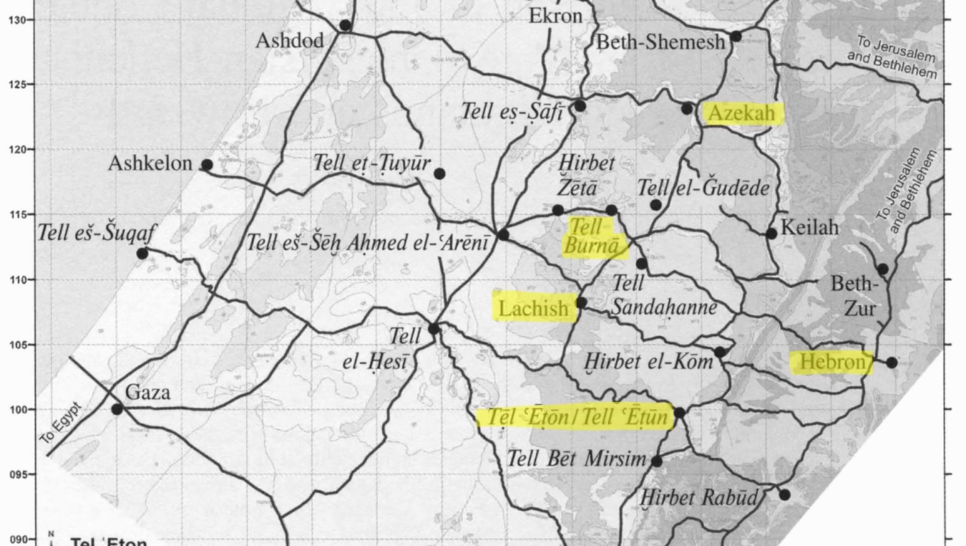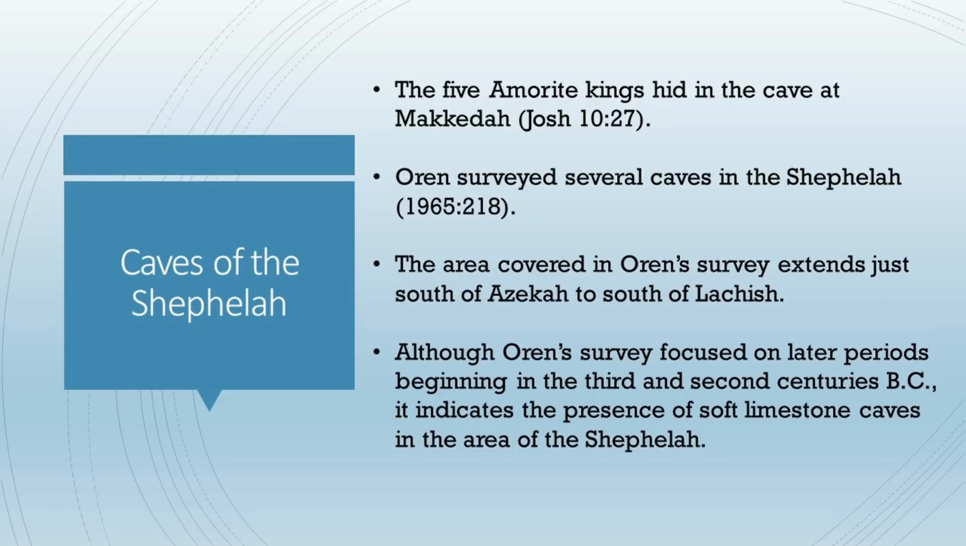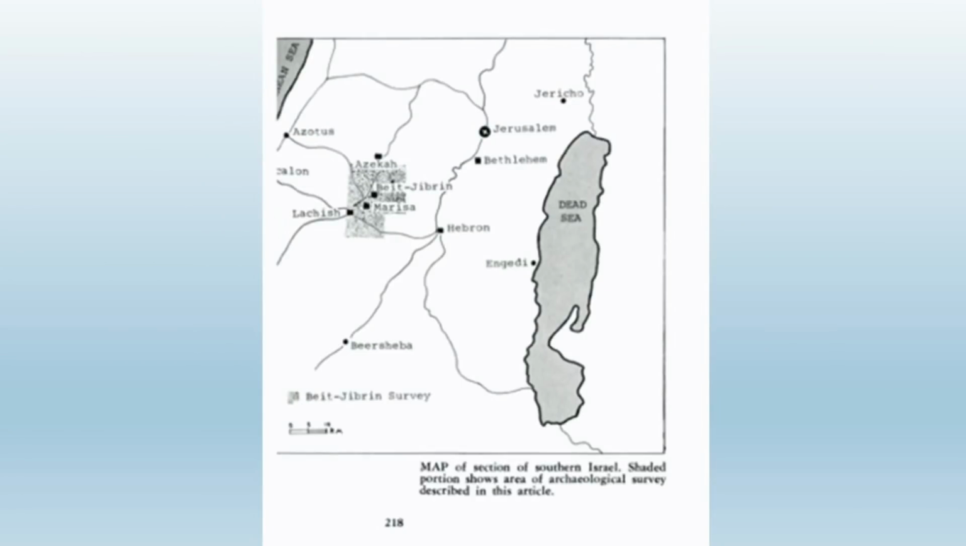The 5 Amorite kings hid in a cave at Makkedah, and Oren surveyed this back in '65, surveying several caves in the Shephelah. The area covered in Oren's survey ran from Azekah to south of Lachish. Although it focused on later periods, it's useful for this because of the soft limestone caves in the Shephelah region. This comes from his journal article, but you can get an idea. The survey went from south of Azekah to south of Lachish, all the way to Marishah, but not quite into the area of Hebron.